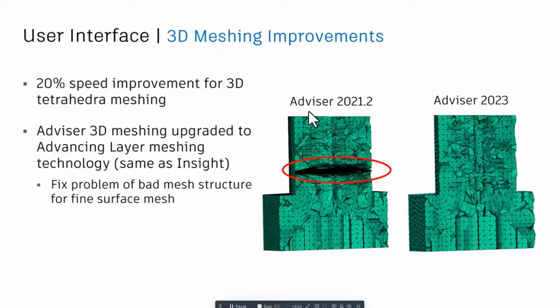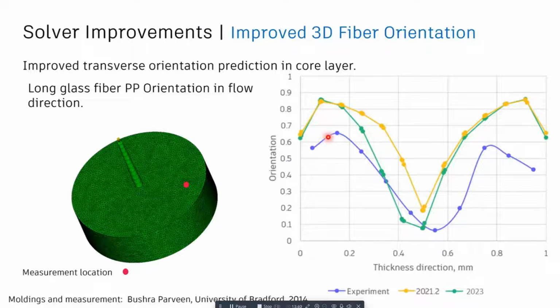Okay, as you can see, Advisor 2021.2 and Advisor 2023. There is a great improvement between those two versions, as you can see from the examples given there. If there is a bad mesh structure, you can actually correct it in Advisor 2023. Now let's look at the solver improvements.